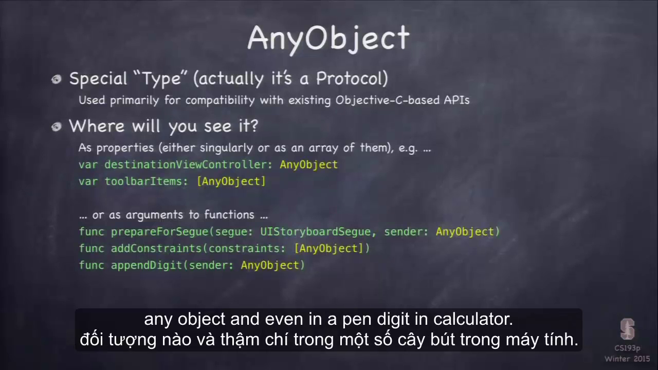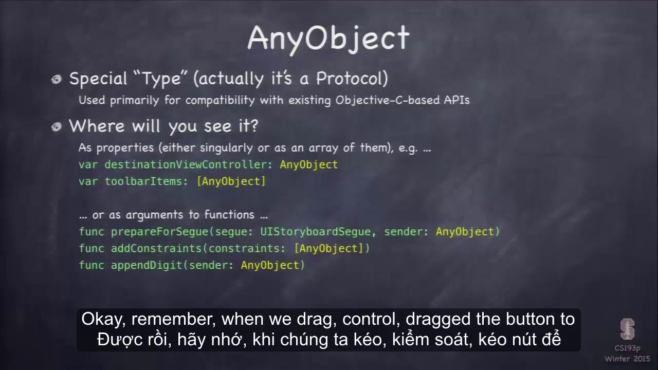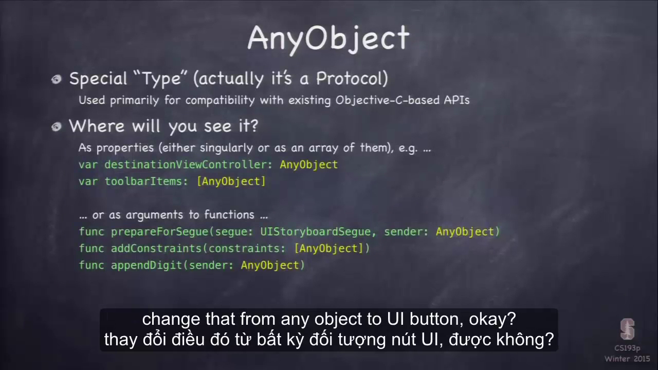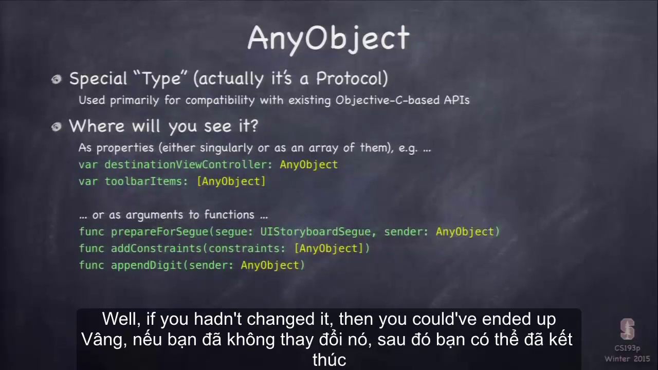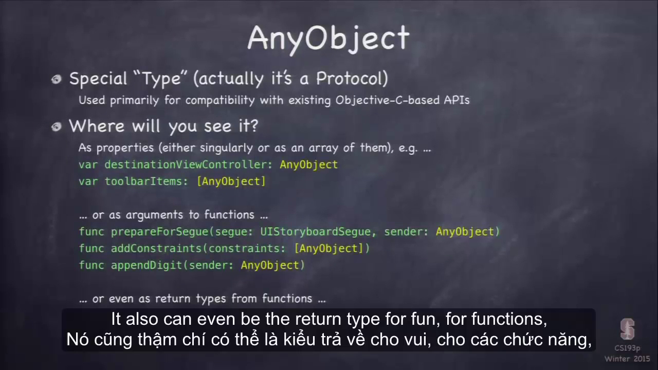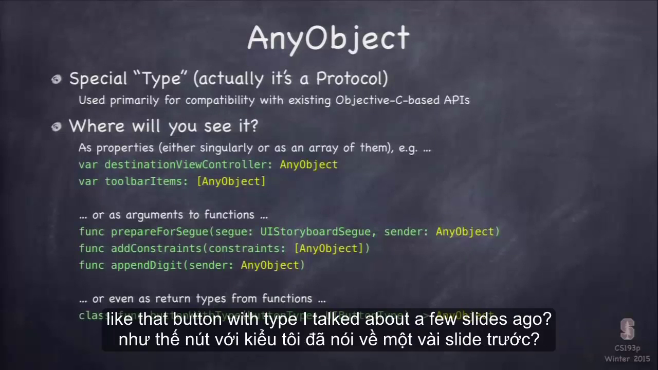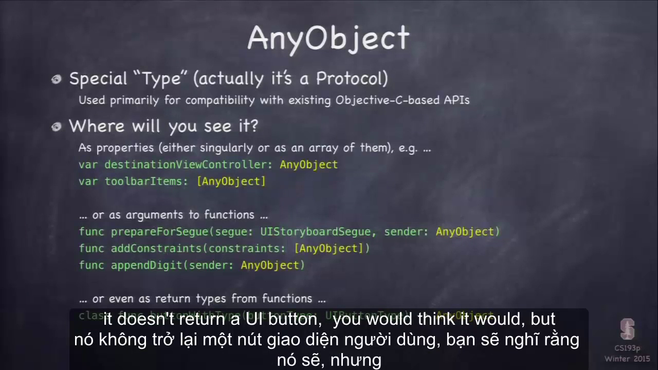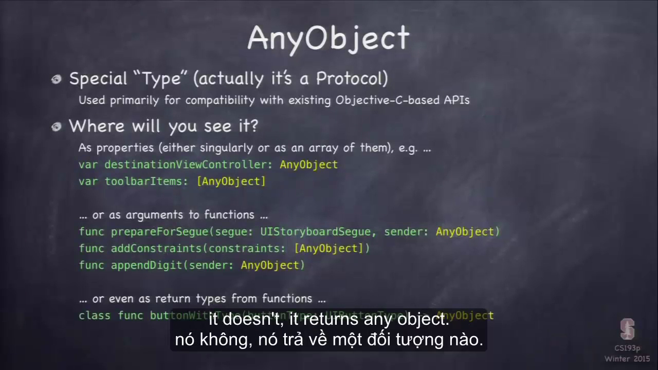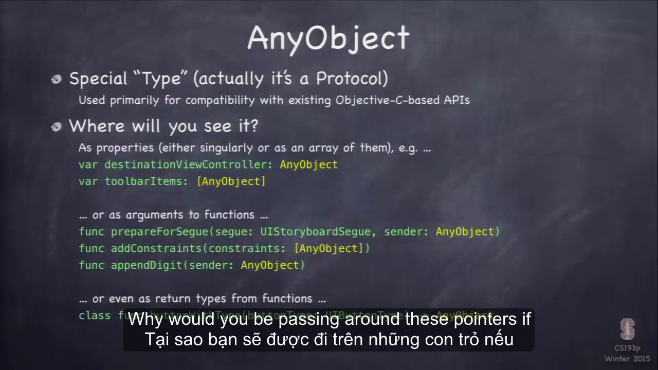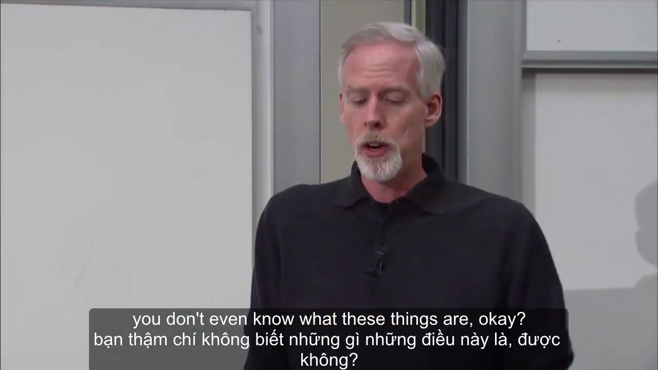And even in appendDigit in the calculator, remember when we control dragged the button to make appendDigit? And I made a big deal of saying, change that from AnyObject to UIButton? Well, if you hadn't changed it, then you could have ended up with appendDigit sender AnyObject. It also can even be the return type for functions. Like that buttonWithType I talked about a few slides ago, it actually returns AnyObject. It doesn't return a UIButton. You'd think it would, but it doesn't. It returns AnyObject. So you're probably like, what the heck is going on? Why would we be passing around these pointers? We don't even know what these things are.